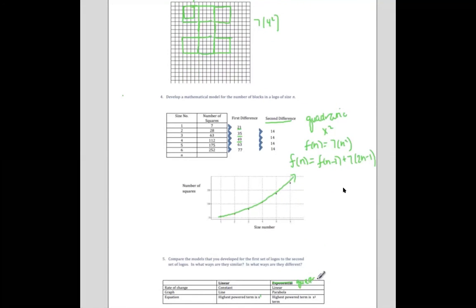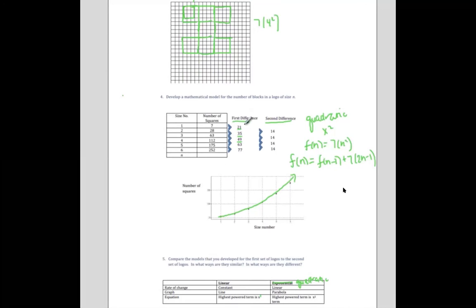Okay, quadratic is just a type of exponential function. Quadratic. Okay? So the rate of change was linear. Now I know that seems weird because we just said that this was linear over here. But the rate of change is this first difference. Now the rate of change wasn't constant.